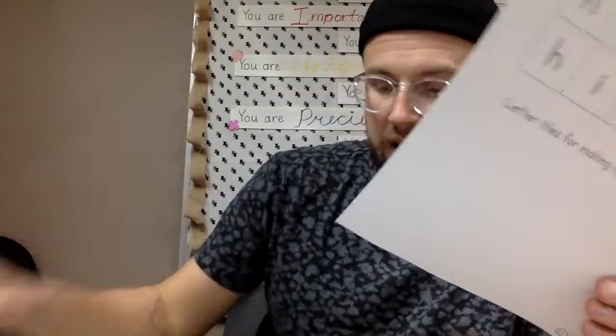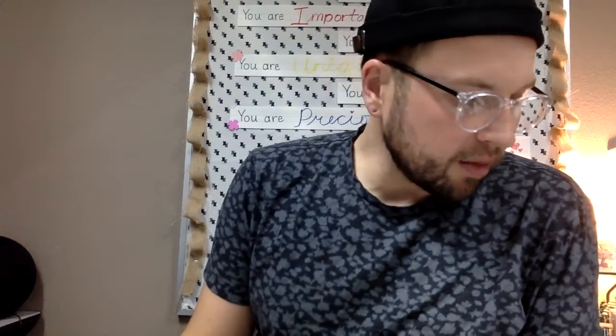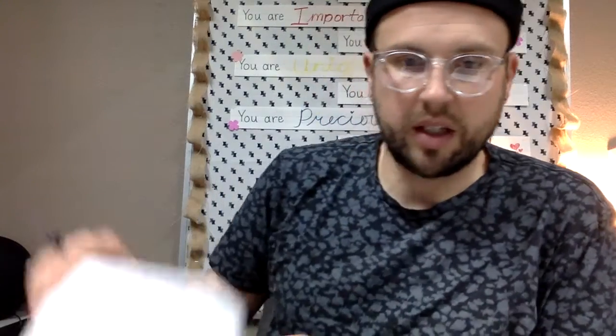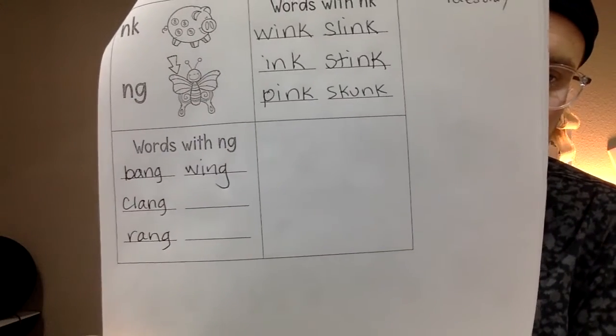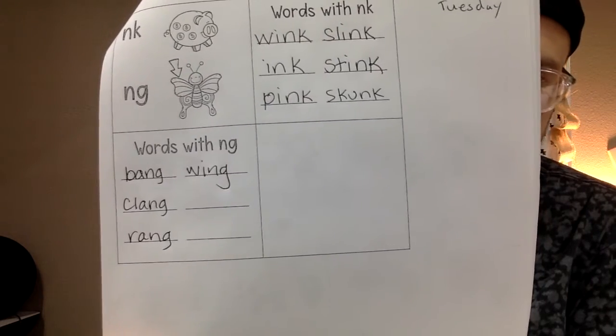So bang is the first one. Bang. I'm going to bang on the door. Or clang. I'm going to clang these pots and pans together. What about rang? The bell rang. Time to go home. The phone rang. Hello. Wing is another one. I'll let you get caught up here. Bang, clang, rang, wing. You can pause the video here if you need a little more time to write those.